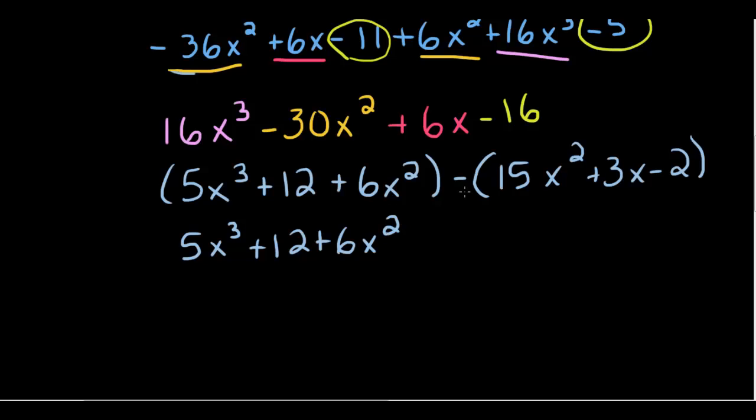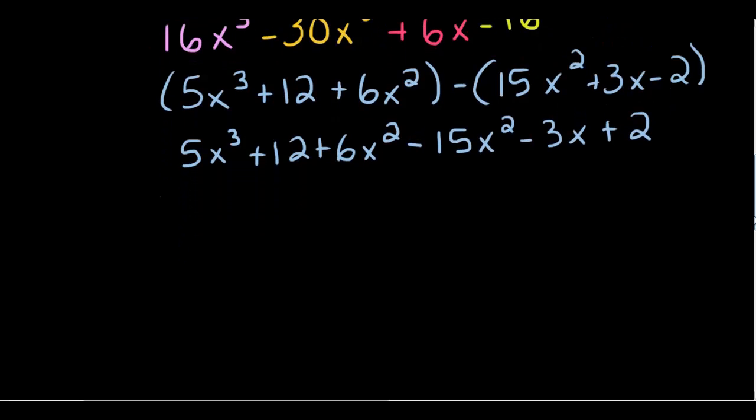Now this negative sign is affecting every single term inside of the parentheses. So basically I have to distribute it. So every single term inside of the parentheses is going to change signs. Because negative times positive is going to be negative. So negative 15x squared. Negative times positive 3x is negative 3x. And negative times negative 2 is going to be positive 2.